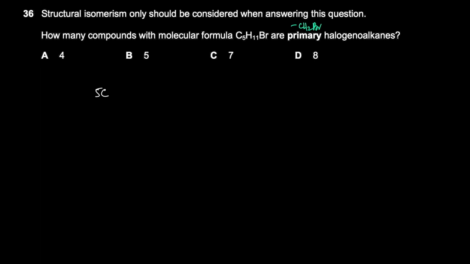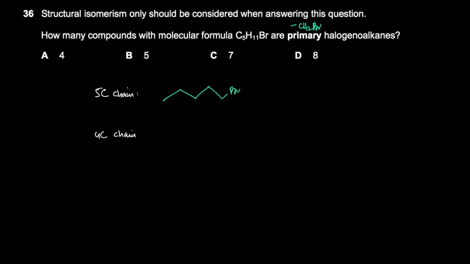We're going to start with the 5-carbon chain. We have 1, 2, 3, 4, 5, and then the bromine has to be at the end. We have a CH2Br. The bromine can't be in the middle because then it wouldn't be a primary halogenoalkane. So we just have one possibility with a 5-carbon chain. You can put the bromine here or here, it's the same thing. 1-bromopentane. Next, we're going to look at a 4-carbon chain.